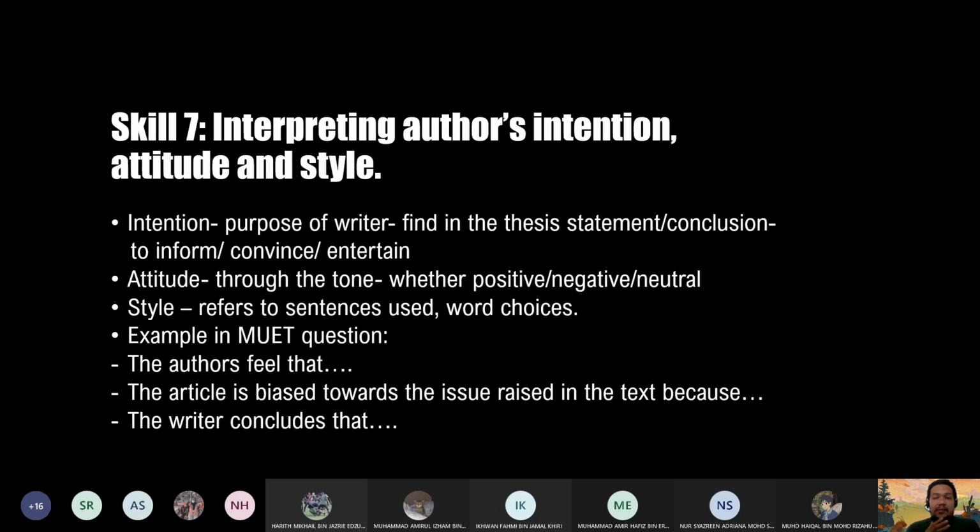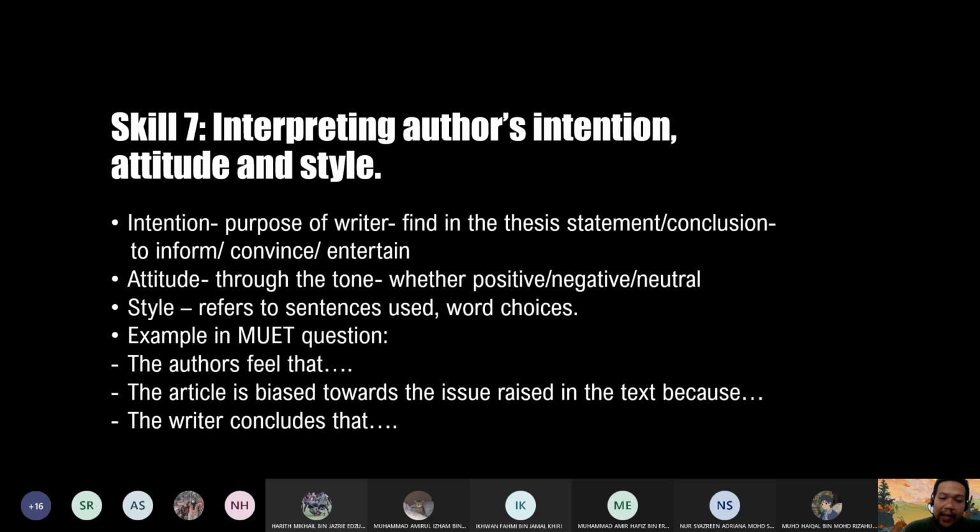Okay, if they write informative text, the writer should bring a neutral tone, a neutral attitude, in the text. If they try to be biased, basically it is persuasive, right?